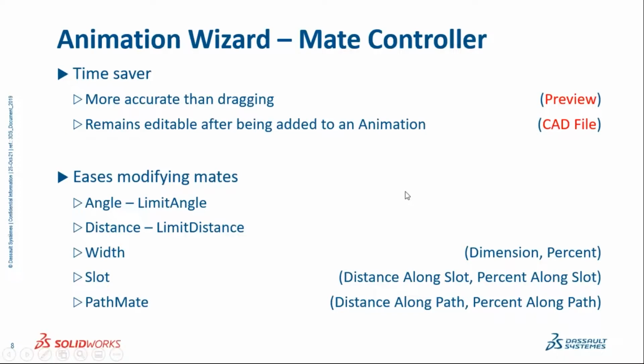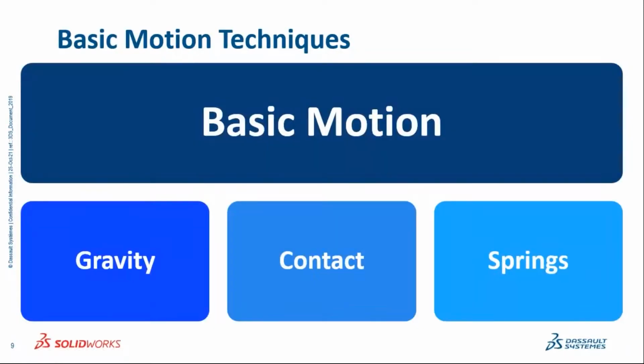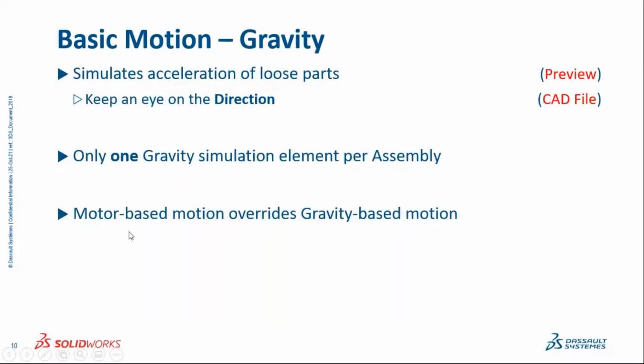Okay. So now that we've talked about animations, let's talk about basic motion. So in basic motion, there are multiple techniques, but we're just going to talk about 3 of them right now. So first of all, there's gravity. And as I said, basic motion is like an extension to real physics being simulated inside of SolidWorks. So if I go to gravity, you're going to see that it simulates acceleration of loose parts. Remember the word loose parts.